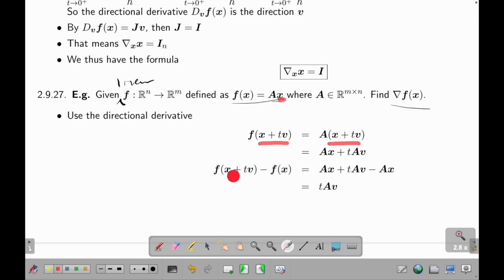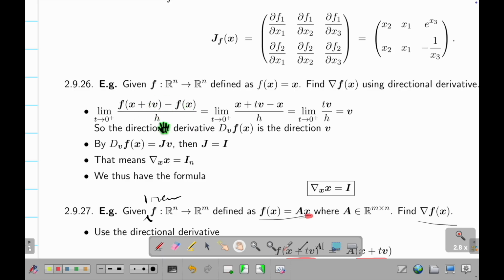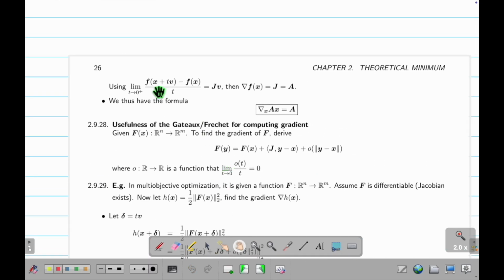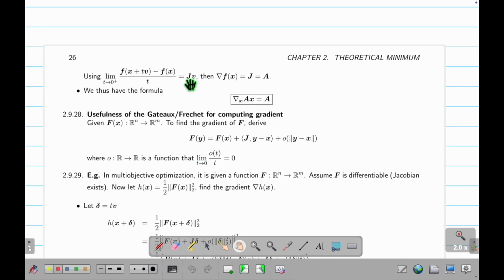Then now I need this. What is this? f(x plus delta) minus f(x). This is basically calculus, right? Then I just have this expression. What's this? The directional derivative. I have this thing, and it equals something times v. So this thing divided by t, taking the limit, is Av. So A is the Jacobian. That's what I'm saying: if I have this, then it is a Jacobian times v, right?